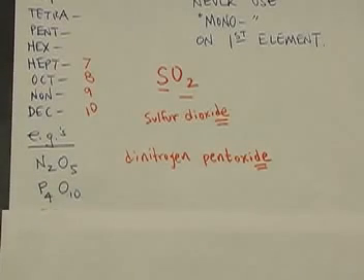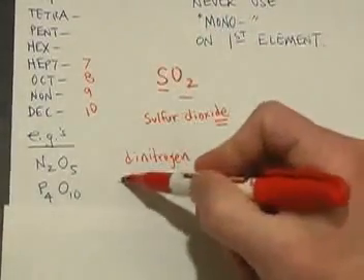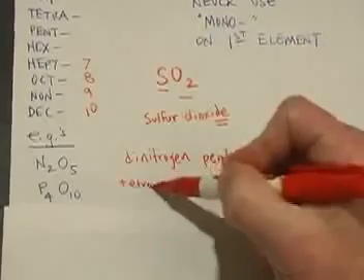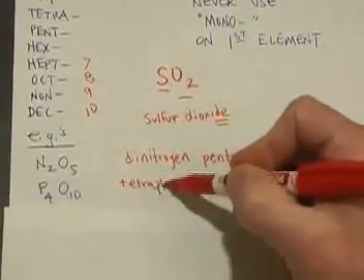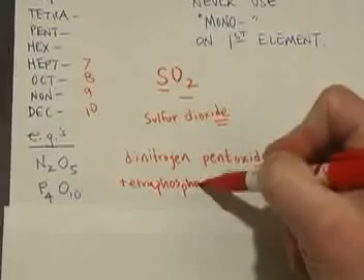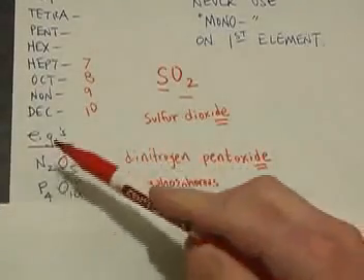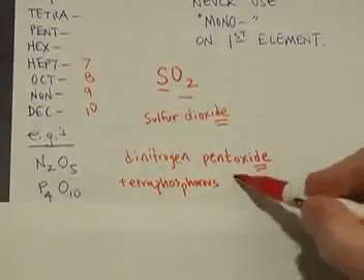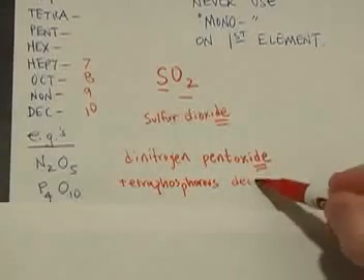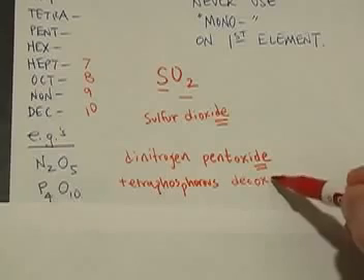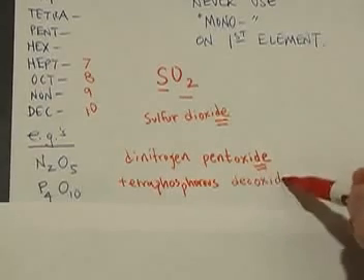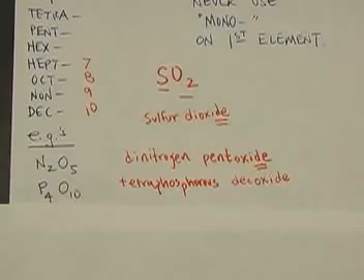Let's take a look at another example, P4O10. The prefix I'd use for phosphorus, meaning four, is tetra, so I'd call it tetraphosphorus. And for 10, the prefix is deca, and then the name of the element, which is oxygen, but remember I'd change it to IDE, so I'd call it oxide. Tetraphosphorus decoxide.